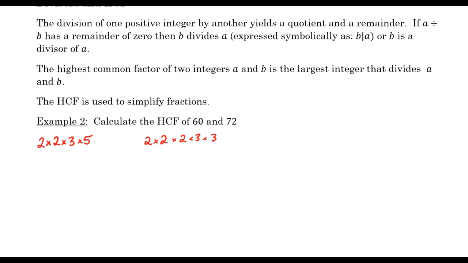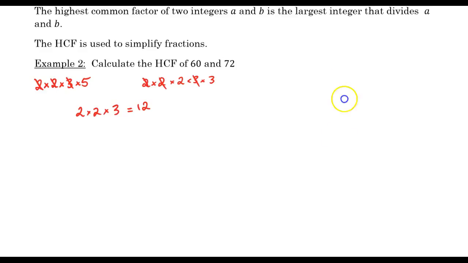Now what I'm after is to pair them up. Instead of writing a list that contains all of those, I want to find what's common to both. So I've got a pair of 2s, another pair of 2s, and a pair of 3s. Is there anything else that's common? 5 here, no 5 over here. So the highest common factor of 60 and 72 is 12.